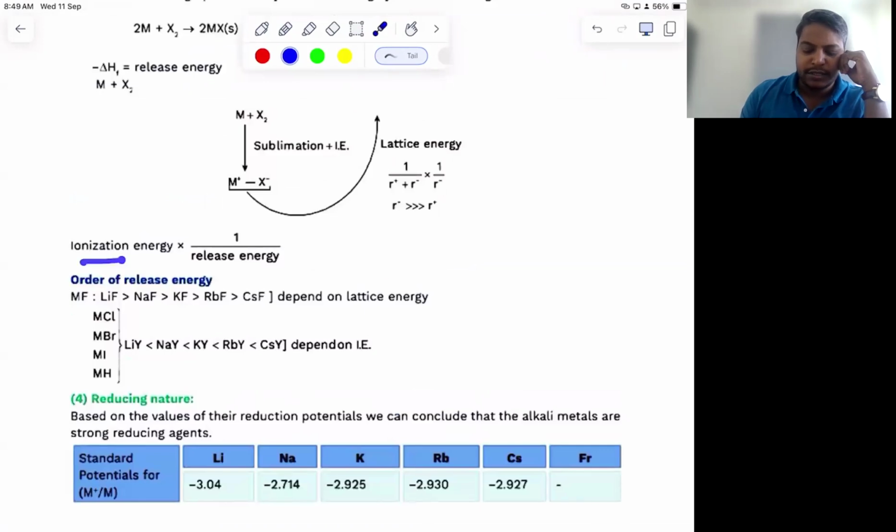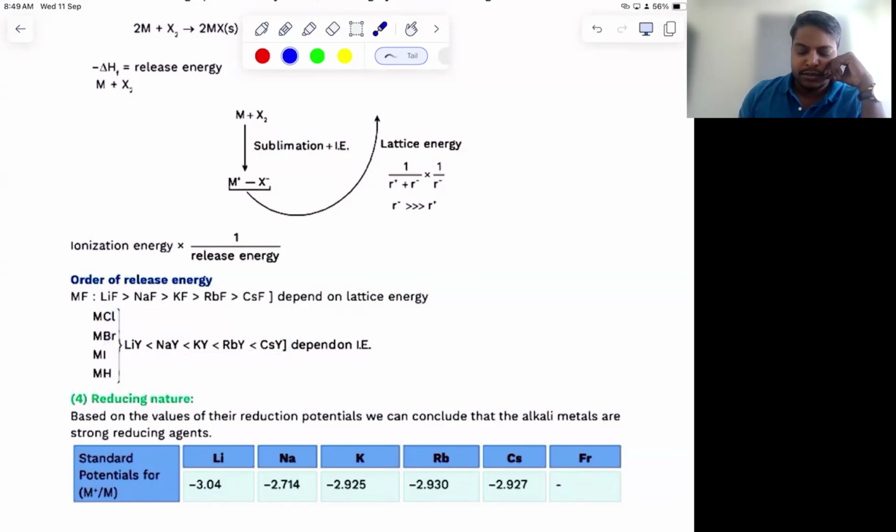So ionization energy is inversely proportional to the amount of energy released here. In the order of energy release, LiF will release a huge amount of energy, so that makes it a very strong lattice compared to NaF, KF, RbF, and CsF. If you notice the metals here, depending upon the ionization, chlorides, bromides, iodides, and hydrides are the ones which are formed.